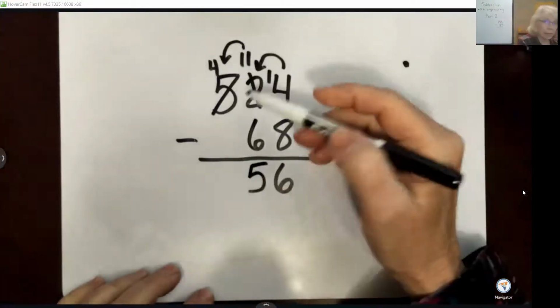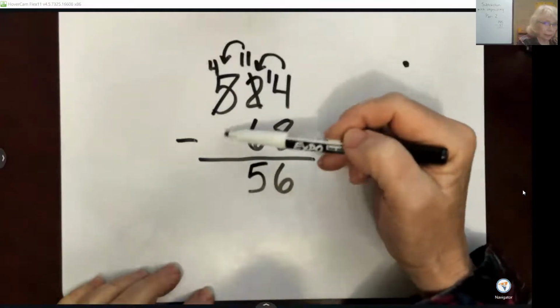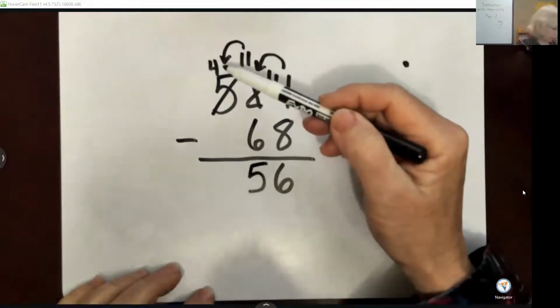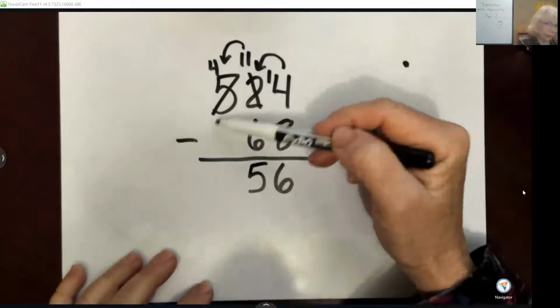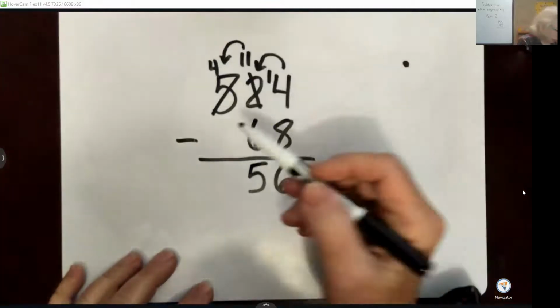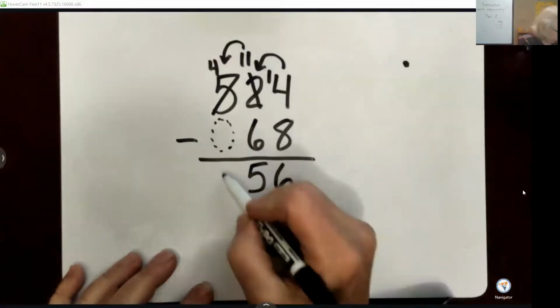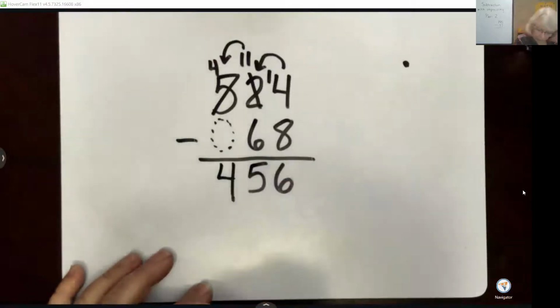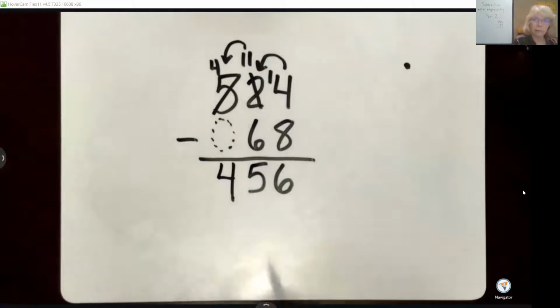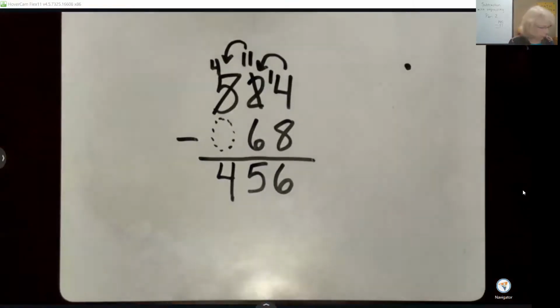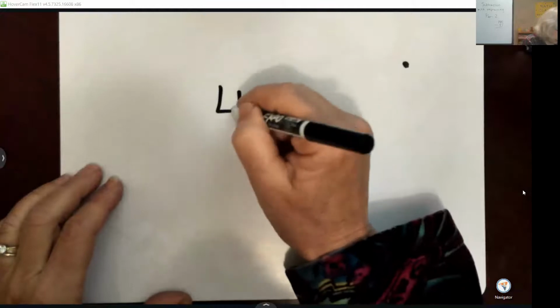Now don't forget about this guy over here. He doesn't have anyone underneath him, but we still need to consider this 4. So we have 4, take away nothing, or you could imagine this as an imaginary 0, and we bring down the 4. So our answer to this problem is 456. We're going to do one more, and this one is a little bit more difficult than the last two. See how you do.